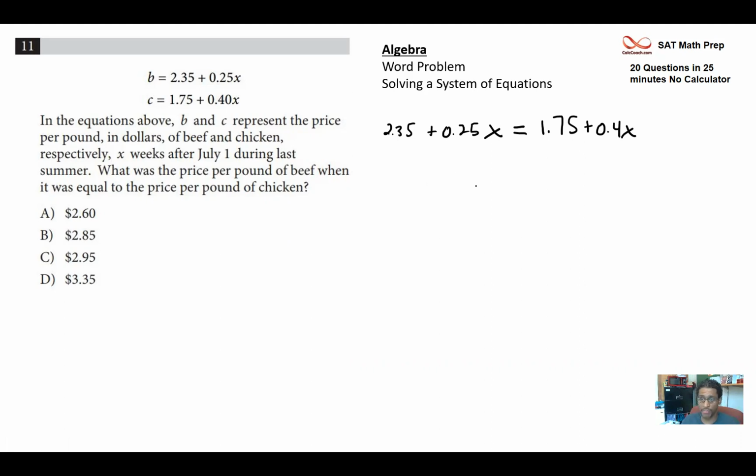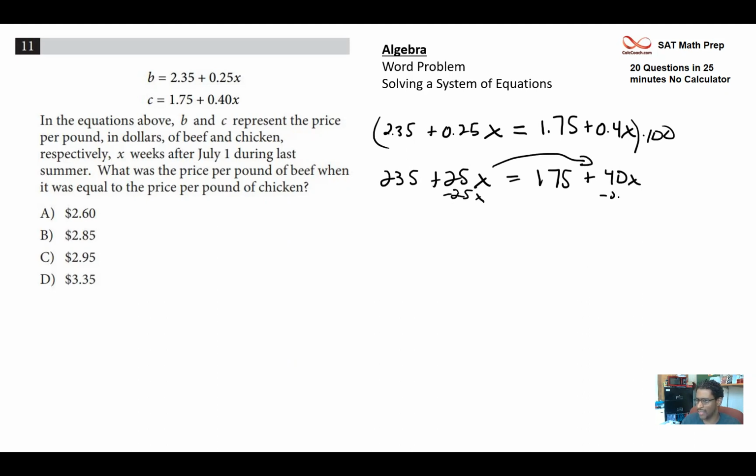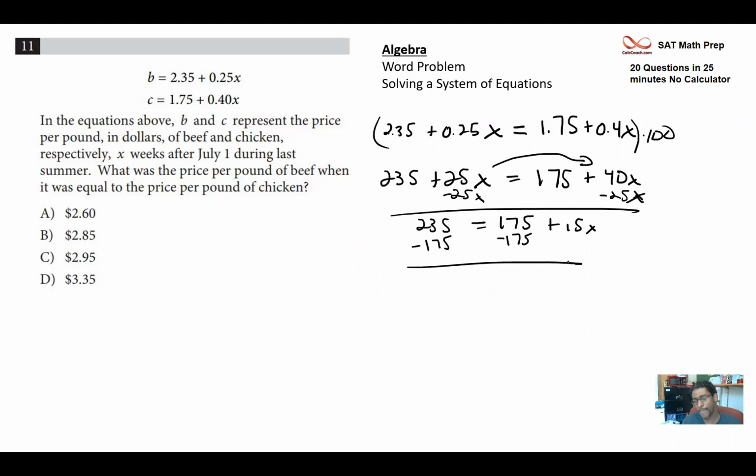If you don't like decimals, you can get rid of them. Times everything by 100, giving us 235 plus 25x equals 175, be careful here, plus 40x. So we'll take away the 25x just to keep the coefficient on x positive. That'll give us 235 is 175 plus 15x. Take away the 175, and that is 60. And that means that 60 is equal to 15x. And so dividing by 15, we'll have the fact that x equals 4.